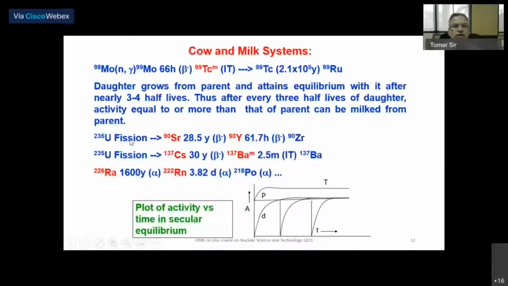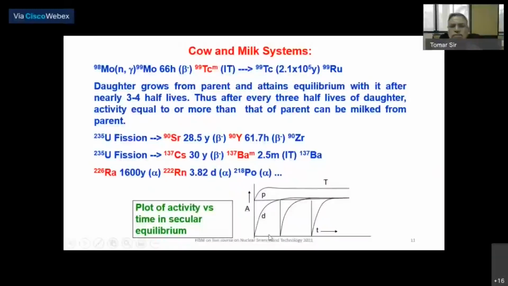In fission of uranium, you can get strontium 90 as a parent of yttrium 90. Fission of 235 uranium gives 137 cesium, parent of 137m barium. And in fact, 226 radium is another radioisotope which decays to 222 radon, which you can use in some applications. This is also a case of secular equilibrium.